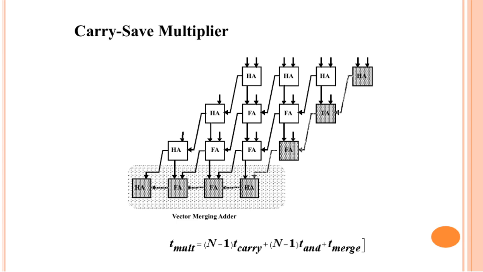Half adders handle the addition of 2 bits, while full adders manage the addition of 3 bits, including the carry from previous stages. The arrangement of these adders allows partial products to be summed quickly without waiting for carry propagation in every step. This is what gives the carry-save multiplier its speed advantage over traditional multiplication methods.